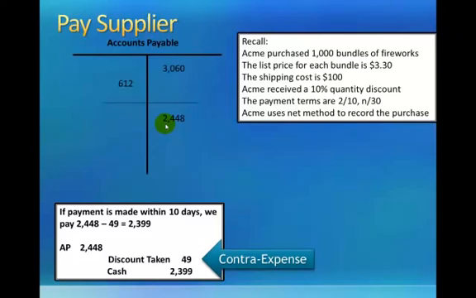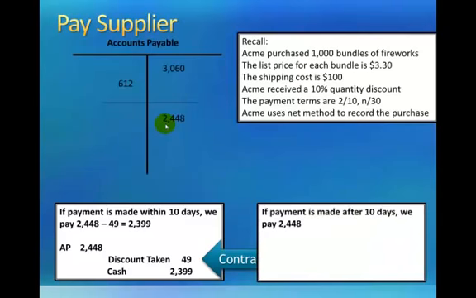Discounts taken is a contra expense account, which means it lowers our total expenses. So because we are paying before the discount period expires, our discounts are lower than what they would have otherwise been had we not paid in a timely manner. If we pay after 10 days, we'll pay the full $2,448, which means we debit accounts payable $2,448 and we credit cash $2,448.